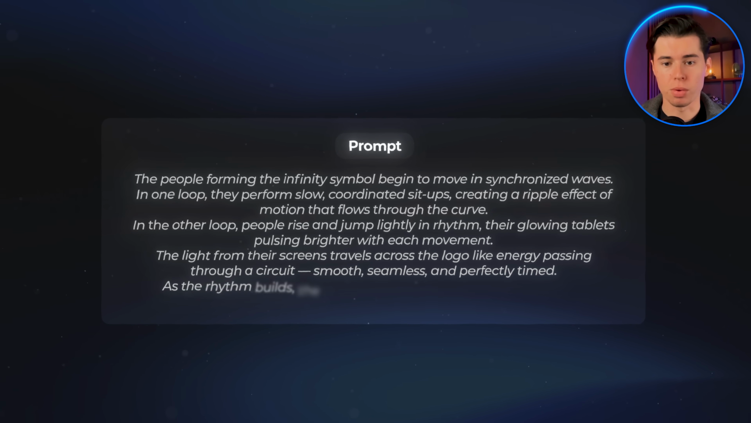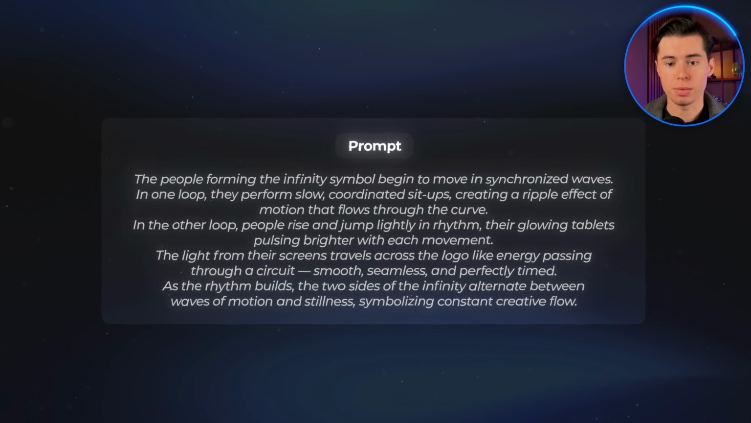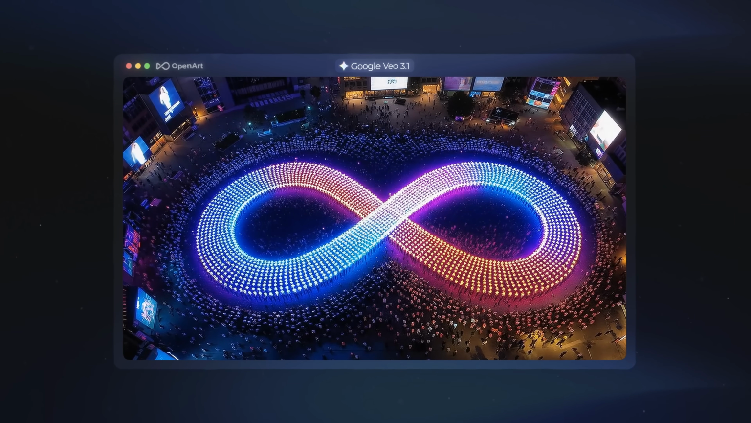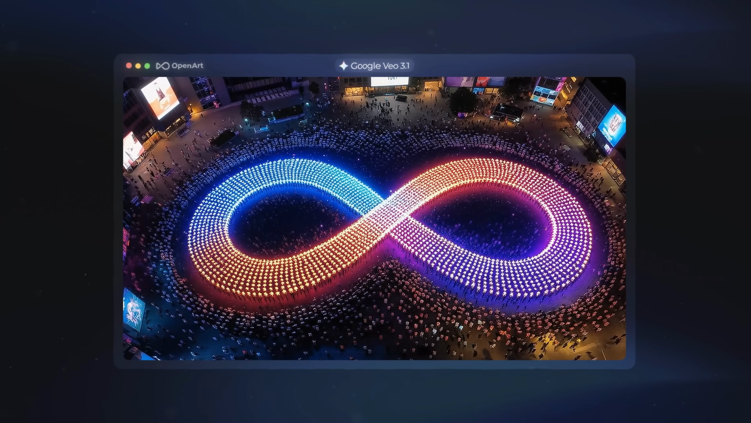As the rhythm builds, the two sides of the infinity alternate between waves of motion and stillness, symbolizing constant creative flow. Once it's done, you can see it gives us a really nice looking result. The people are moving, but they still stay aligned with the original image, and honestly, this is something brands could easily use in their commercials to highlight their logos in a super creative way.